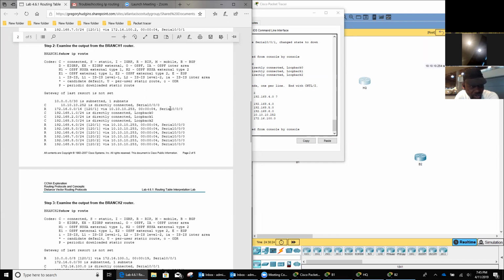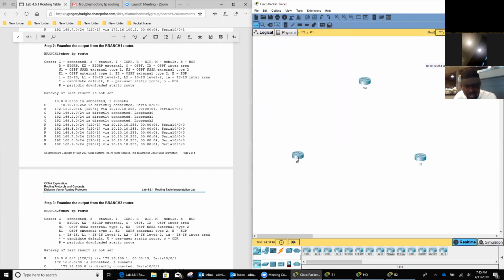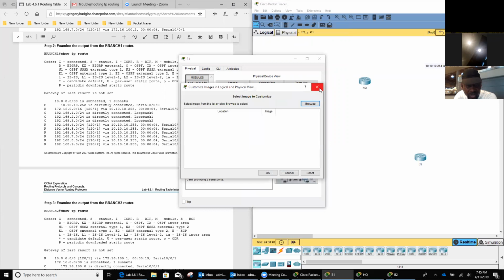All right, now let's look at the other 3 connected routes. You have 1, 2, and 3 connected, loopback. All right, cool. So let's pull up branch 1 and configure all those connected routes.